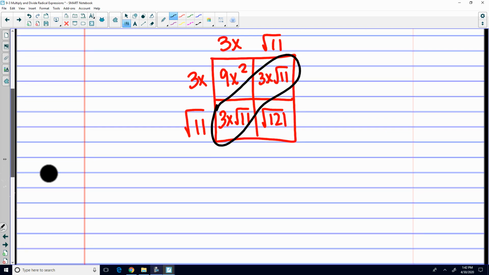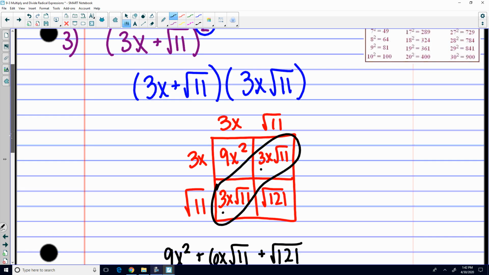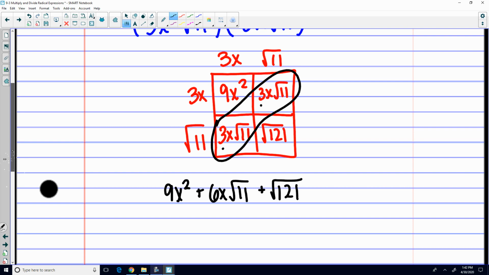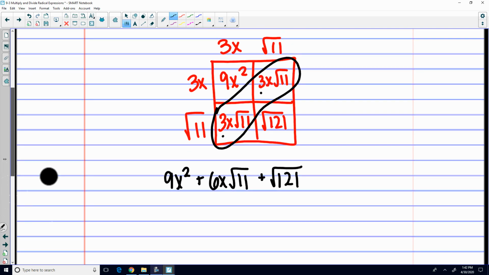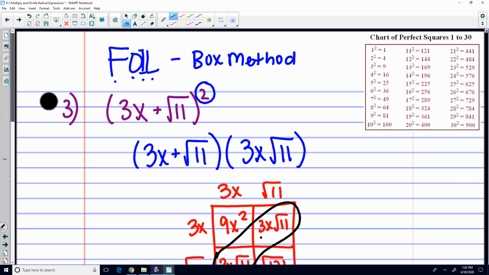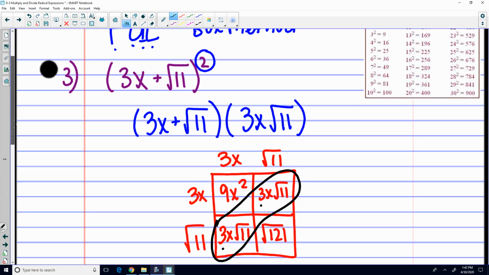So I have 9x squared plus this and this would be 6x square root of 11 plus the square root of 121. Last step, simplify this down any farther than that we can. If I look at 6x square root of 11, 11 doesn't have any perfect squares, but 121 does. So let's go up and look at our little chart up here, and I see that 121 actually is a perfect square. It is 11.